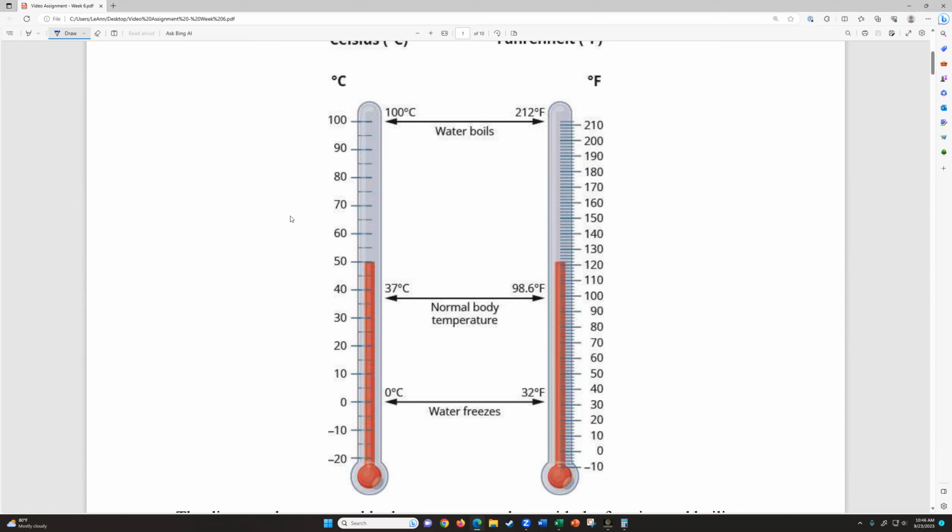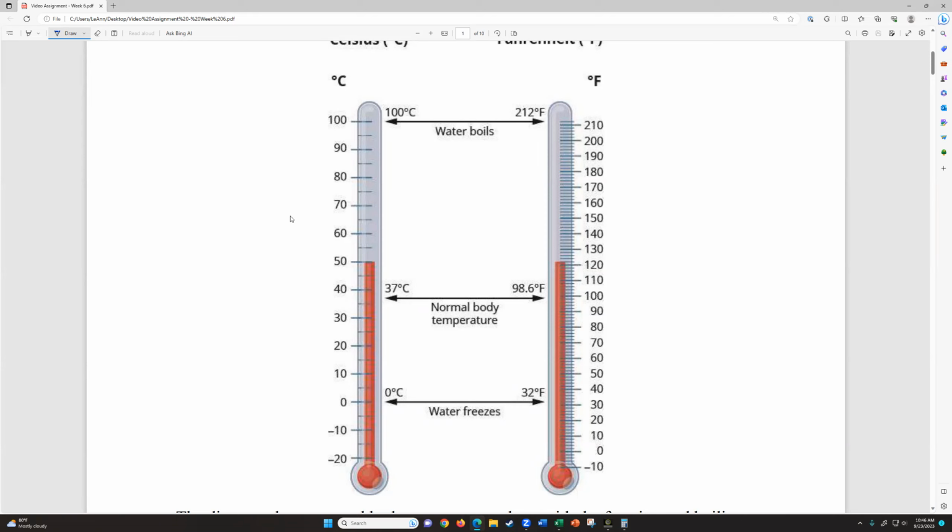Now, we're going to give you the formulas for conversion in just a minute, but if you look at the US measurement for temperature, water freezes at 32 degrees Fahrenheit, water boils at 212 degrees Fahrenheit, and 98.6 degrees Fahrenheit is the typical normal body temperature. So these are the equivalent temperatures.